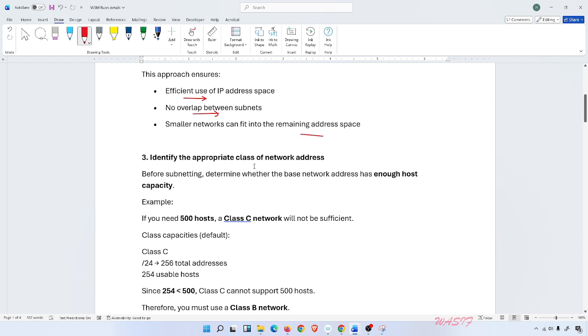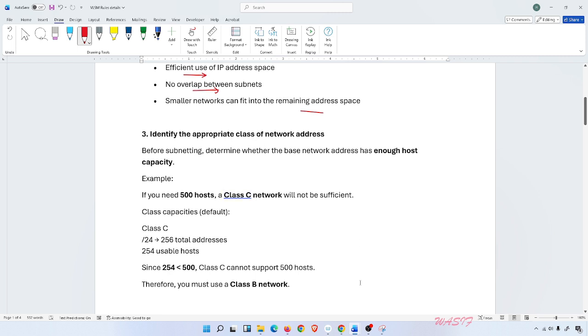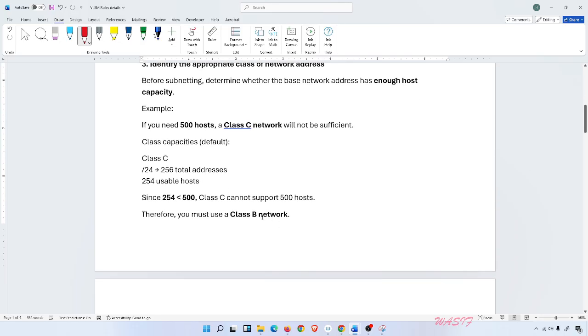Now, identify the appropriate class of network address. When you get the requirements, for example, if someone says I need 500 hosts, with class C the max usable hosts you can get is 254. So you cannot get 500 with class C. That is why you need to use class B. So make sure that when you select the class in the first place, you select the appropriate one.